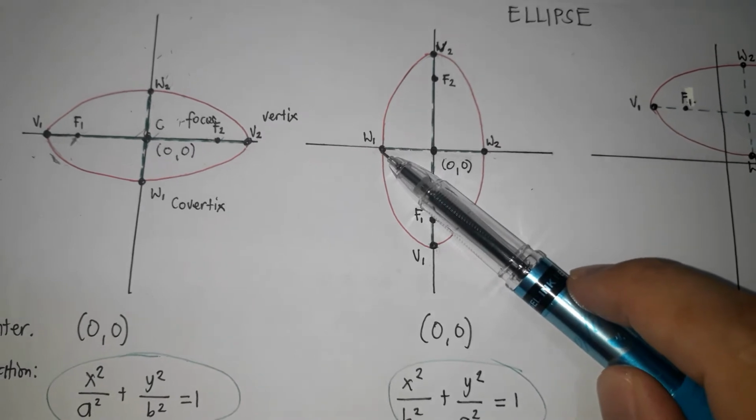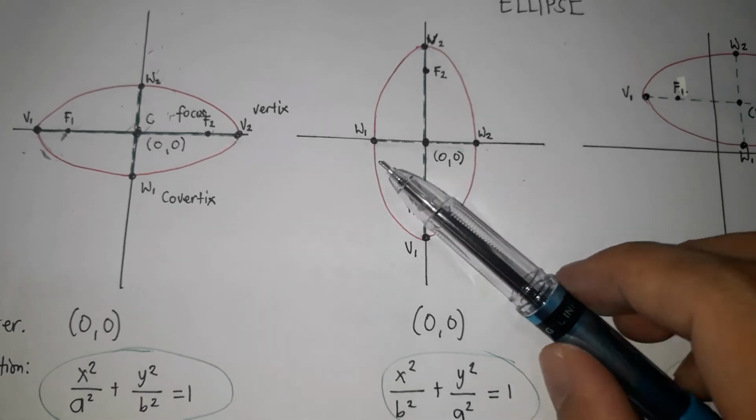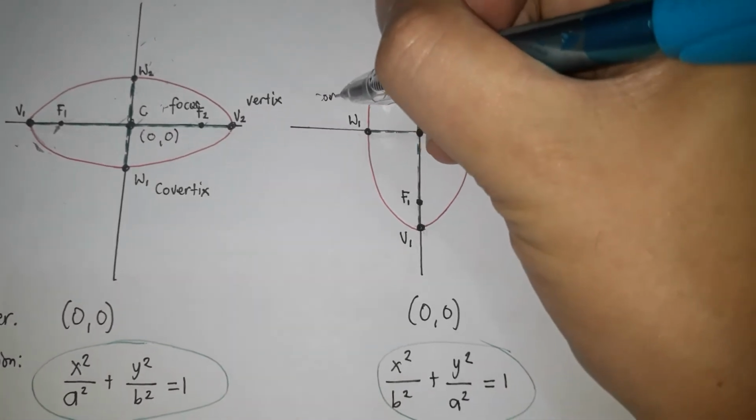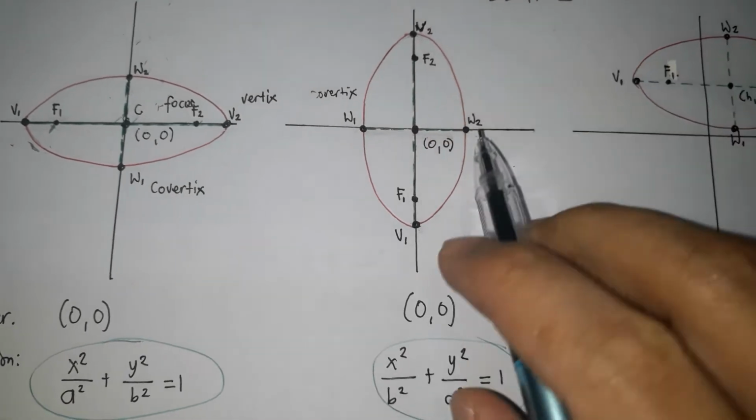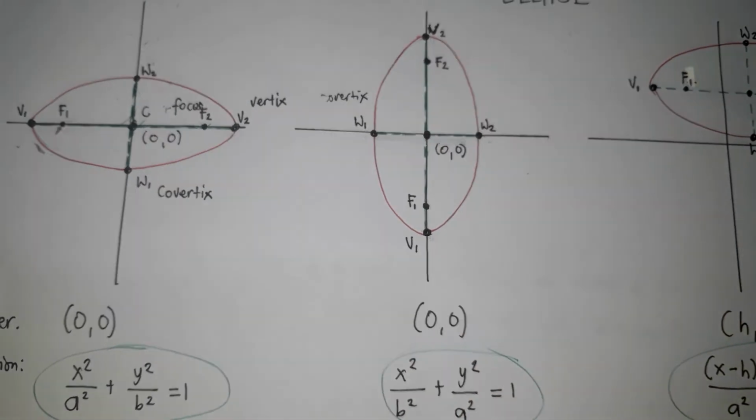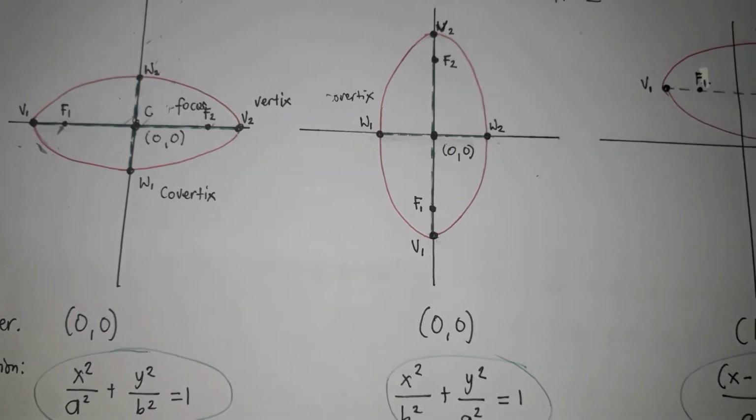So this is the co-vertex. Co-vertex 1 and this is co-vertex 2. If there are many, it's called co-vertices.